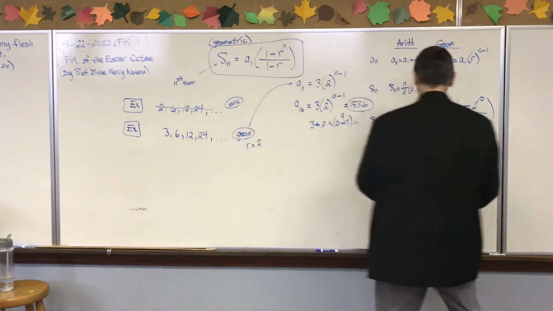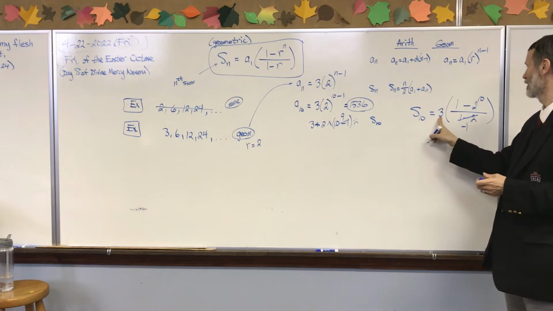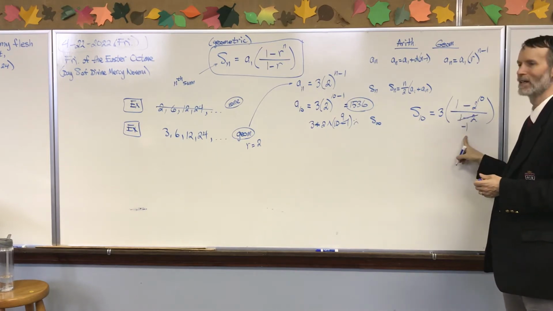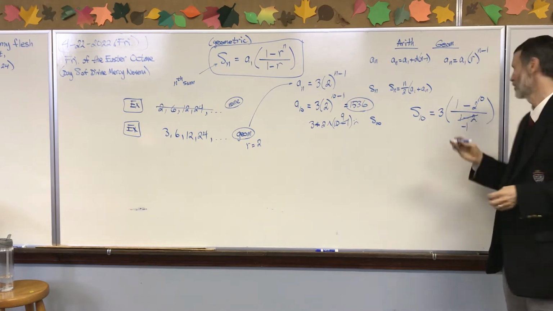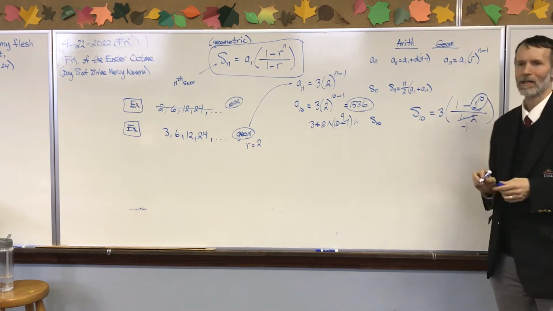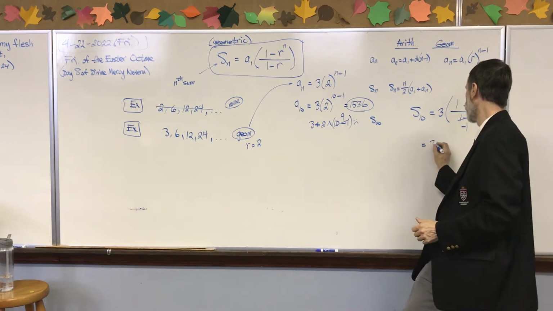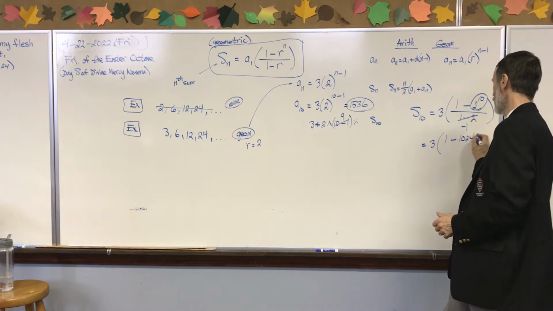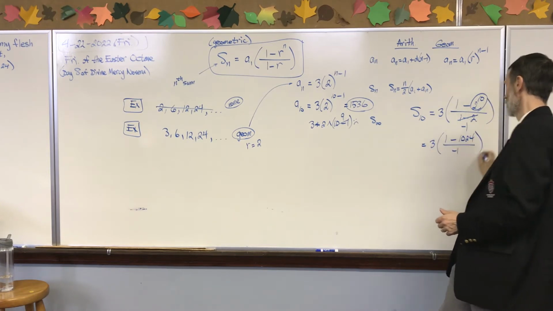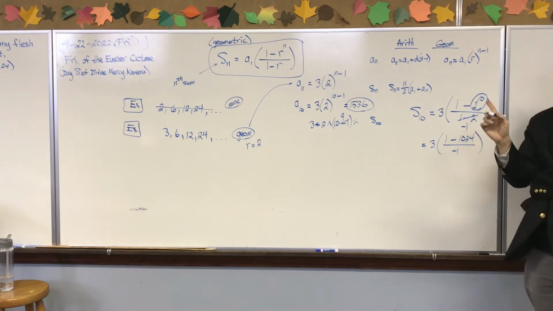Now, here's an even better thing to do. You see the 3 times this divided by this? Can somebody tell me what 2 to the 10th power is? 1024. Yeah, write that in. 1 minus 1024 over -1. See what we just did? Do it a piece at a time. It's a lot easier than trying to figure out where to put the parentheses.